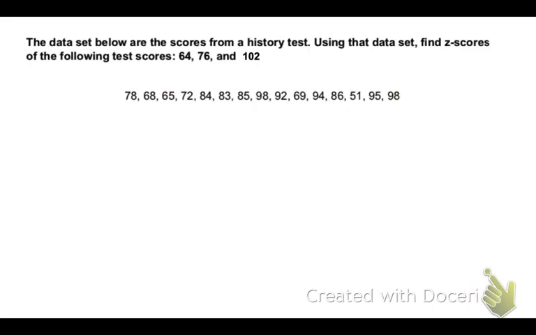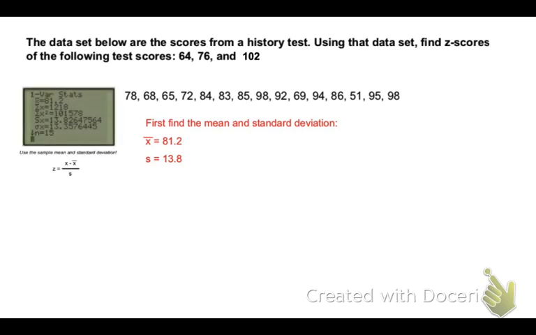You can also find a z-score if you're not given the mean and the standard deviation. You just have to find those yourselves. So you would take the data set and find your average and then find your standard deviation. Now you should hopefully be using a calculator to do that.